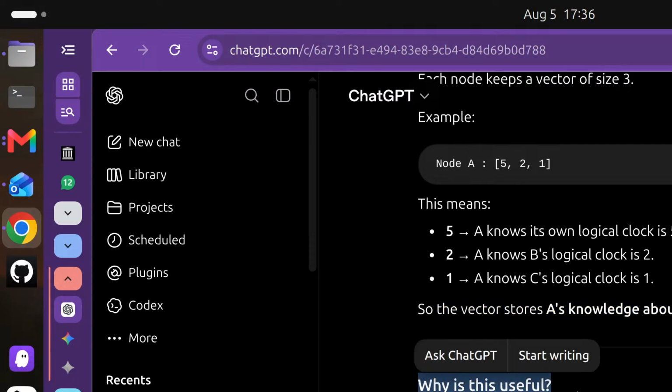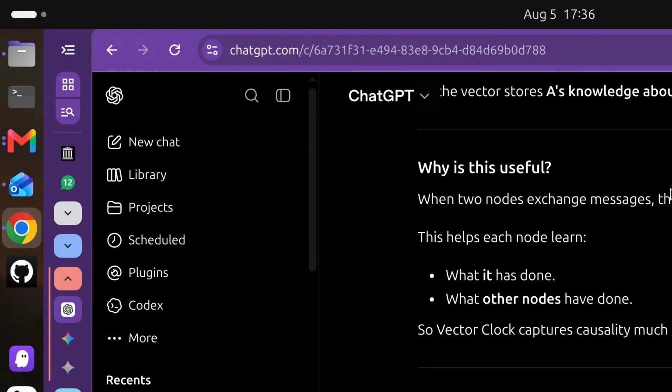Why is it useful? Because when two nodes exchange messages, they also exchange their vectors. So each node learns what it has done and what other nodes have done, right? So vector clock captures causality much better than Lamport clock, which keeps one number per node.